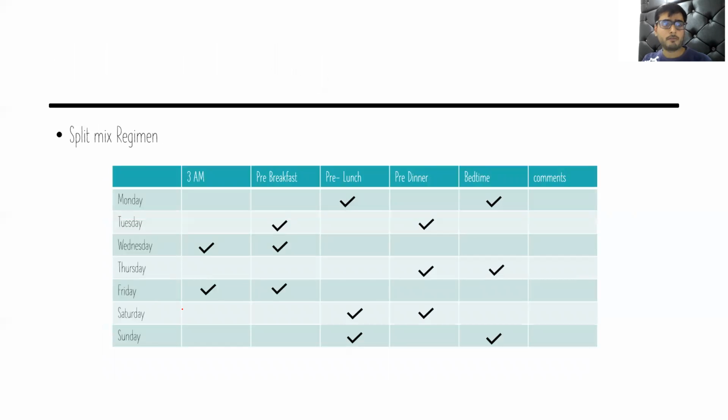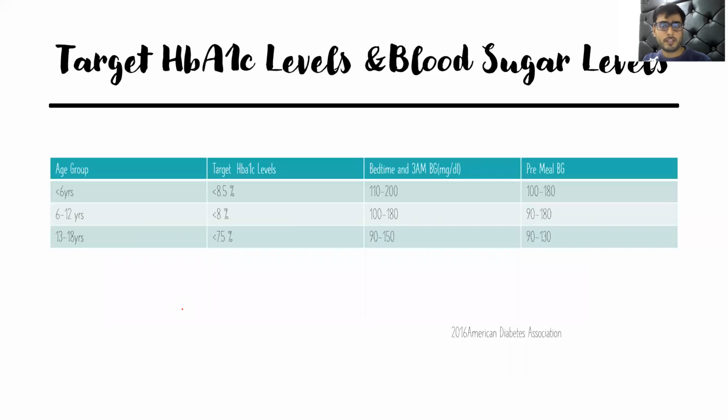With this, I would like to finish insulin therapy. I've tried to make it very short, so that you remember the practical points and tips. And these are the target HbA1c levels and blood sugar levels we should try to keep for the age groups of less than 6 years, 6 to 12, and 13 to 18.